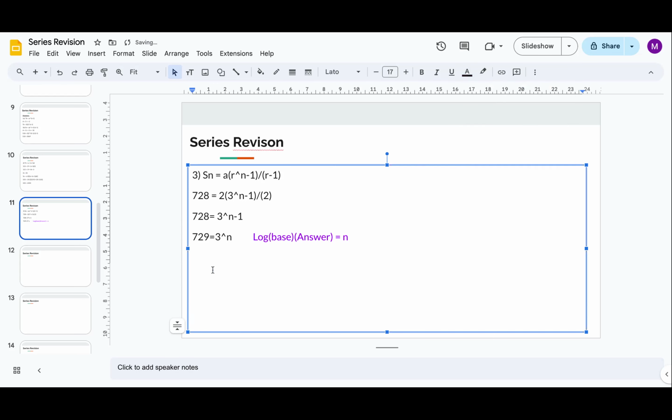So in this case, my base is 3, because it's 3 to the power of n. If n is the power I'm looking for, the base of that power is 3. My answer, the other side of the equation, is equal to 729. I simply plug that into my calculator, and it will give me that n is equal to 6. So you've got 6 here, guys. That is the correct answer.